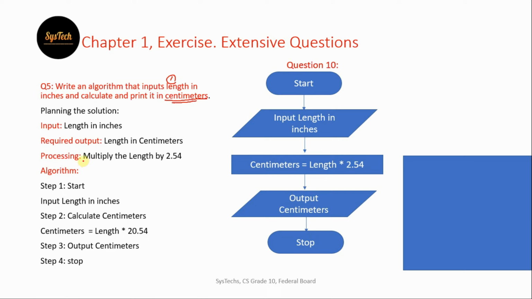And what is the processing? Multiply the length by 2.54, because this is the formula. One inch is equal to 2.54 centimeters. By the way, if centimeters are given, you will simply divide by 2.54. Now let's write the algorithm. Start. Okay, input length. So for input we are using this diagram. Length in inches, calculate centimeters. So this is processing, and step number 3, output centimeters, and then stop your flowchart.